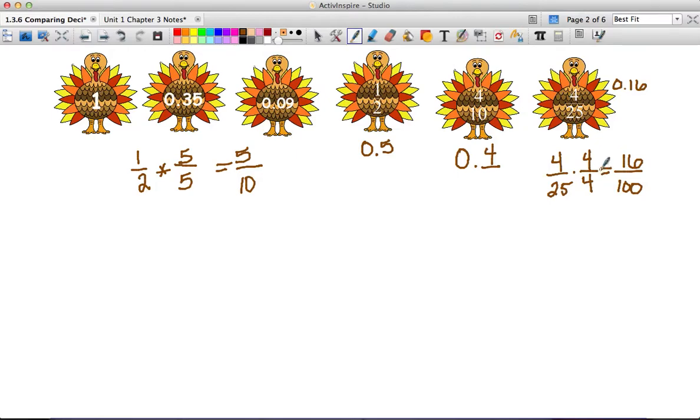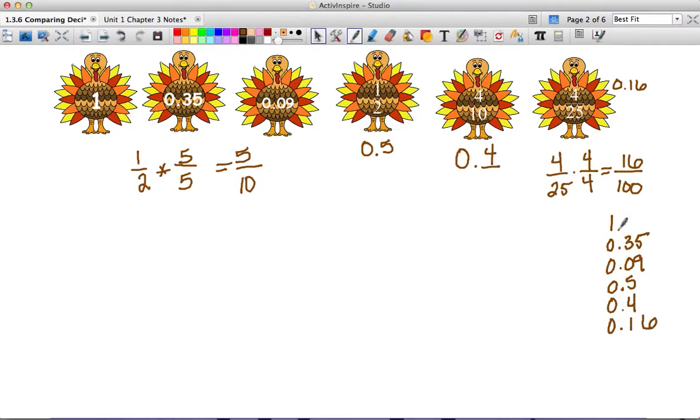So now I can compare all of these together because they are all decimals. But when I write them in order from least to greatest, I need to make sure that they are in their original form. So I have to look and I have to think of what is my smallest number. I can actually off to the side list my numbers. I have 1 and 35 hundredths, 0 and 9 hundredths, 0 and 5 tenths because 1 half changed to 0 and 5 tenths, 4 tenths changed to 0 and 4 tenths as a decimal, and 4 25ths changed to 0 and 16 hundredths.